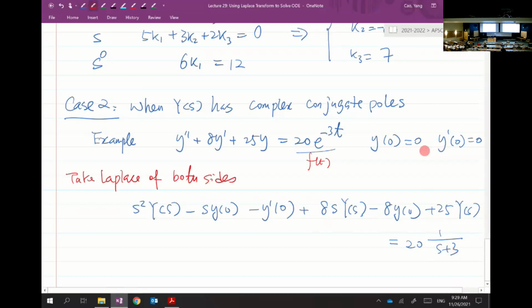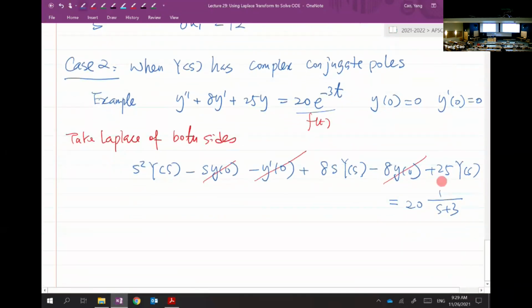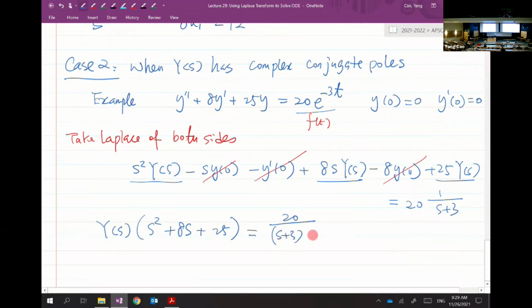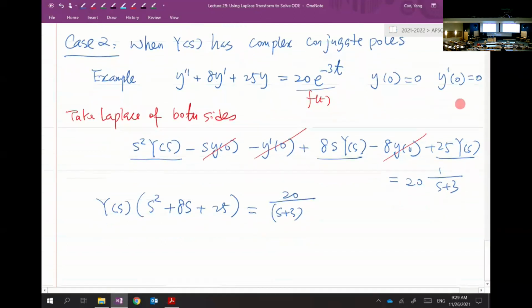Now, because the initial condition is 0, this term is gone, so there's no contribution from initial conditions. Then what you're left with is this term, that term, and this term here. And you have a common factor Y of s. So take out the common factor Y of s: s squared plus 8s plus 25 equals 20 over s plus 3. So this is your simplified expression.